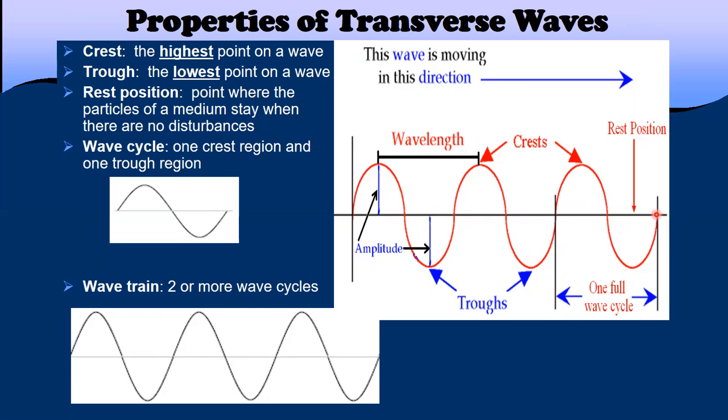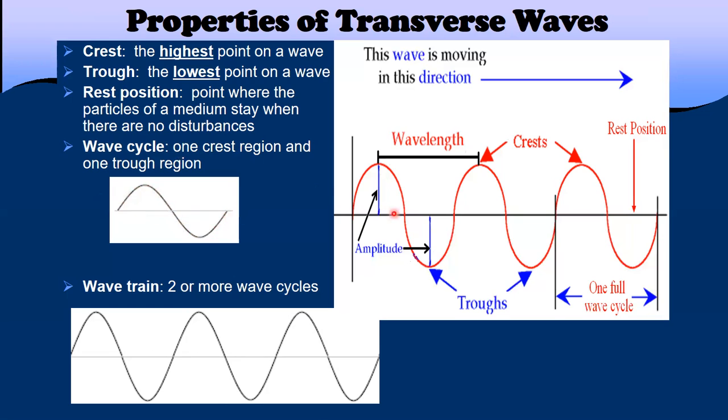Now, another property is called a wave cycle. This is one crest region and one trough region. So notice this picture. This is a wave cycle. A wave cycle goes up and down, then back to the rest position. So to get through one wave cycle, we start at the rest position, go up one, down one, and there it is, back to the rest position.